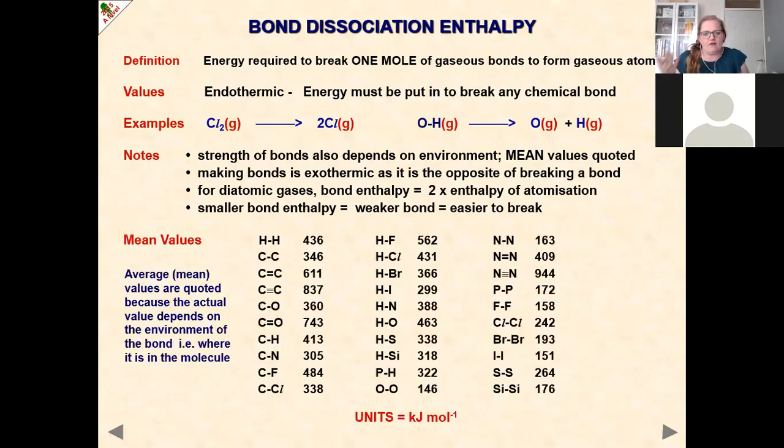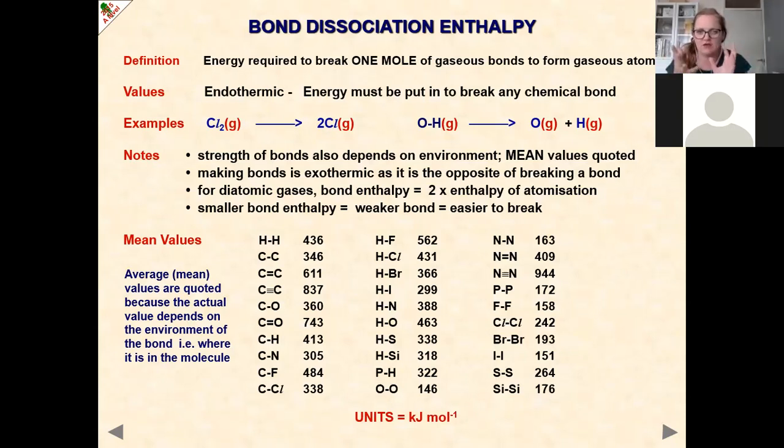And here's some examples of those values. So you get lots of these coming up. The average again, because the actual value depends on the environment, and it can depend on where the bond is in the molecule because of different parts of shielding. If it's in the middle of the molecule, other things might need to break first before we can get to it. So these are just mean values. As you can see, we have a huge range. Our weakest one on here is oxygen and oxygen, at 146 kilojoules per mole.